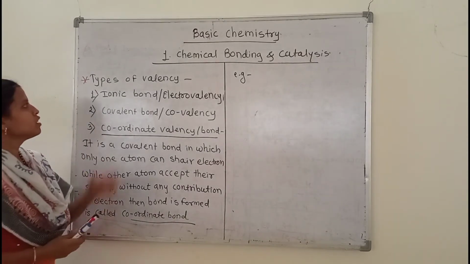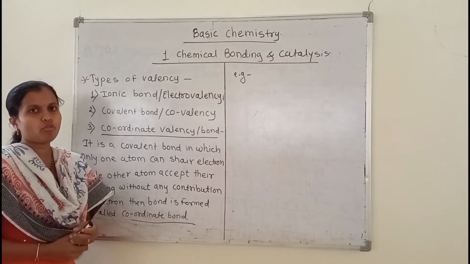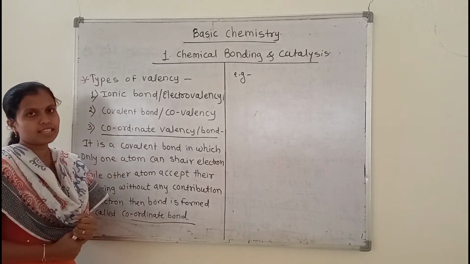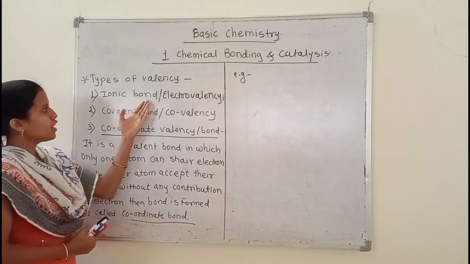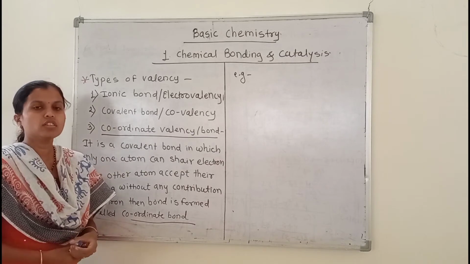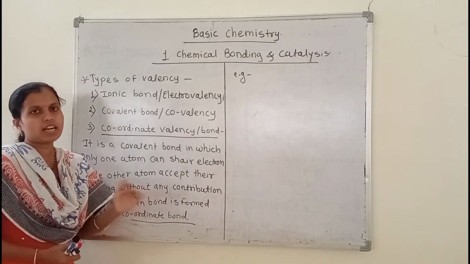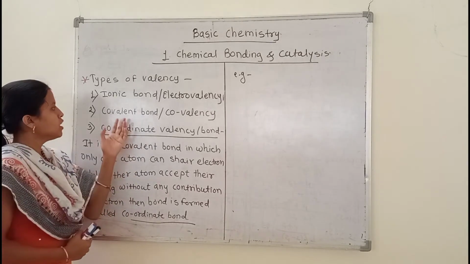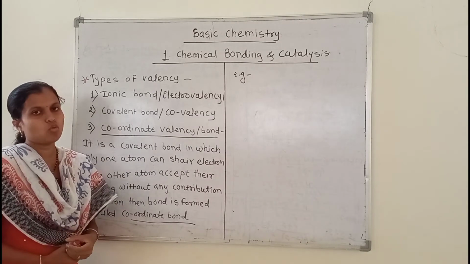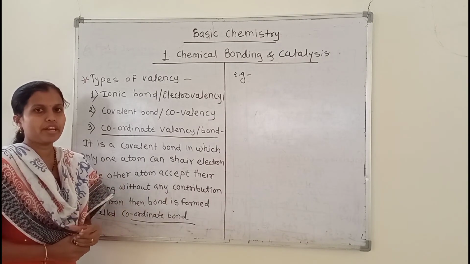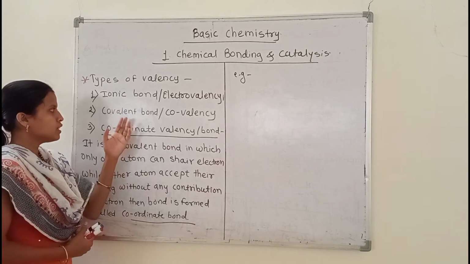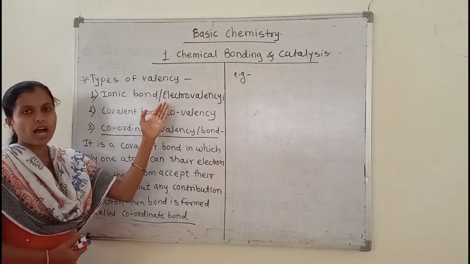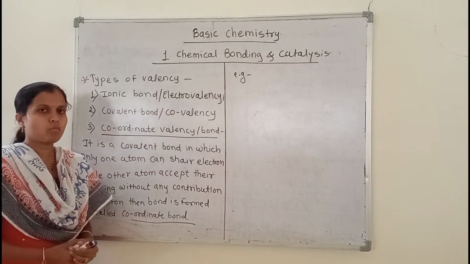So let's start. In the previous video we discussed the types of valency, and we already discussed two types: electrovalency and covalency. Electrovalency, or the ionic bond, is formed when one atom loses electrons and another atom gains them, and then an ionic bond is formed between them. The covalent bond, or covalency, is seen when there is mutual sharing of electrons between the atoms. We also discussed how ionic bonds and covalent bonds are formed.